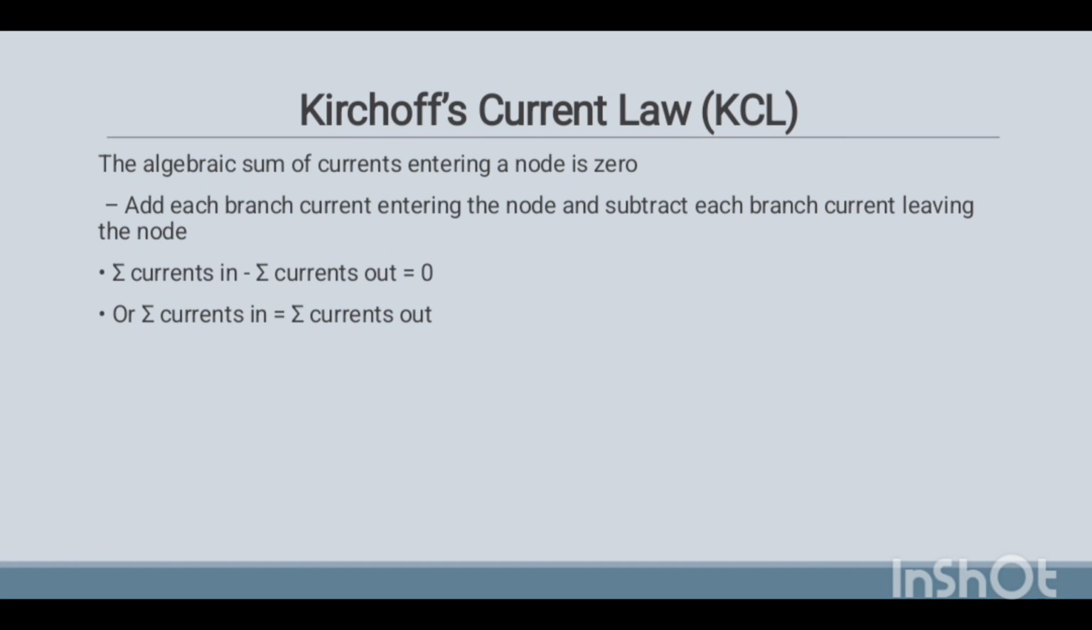Next, Kirchhoff's current law. The definition is that the algebraic sum of all currents entering and leaving a node must equal 0. That is, summation of I equals 0. It is based on the conservation of charge, meaning the total current entering a junction equals the total current leaving it.